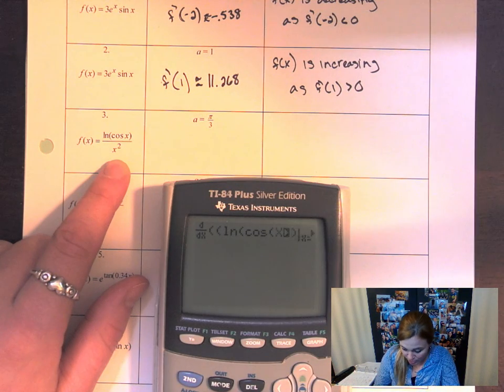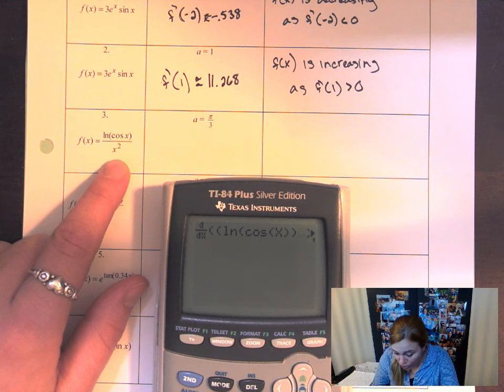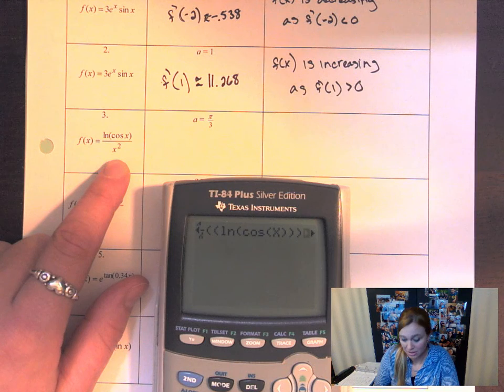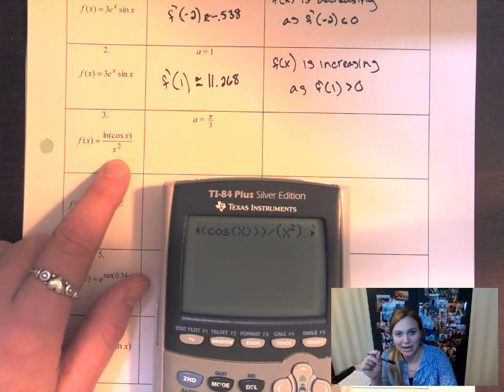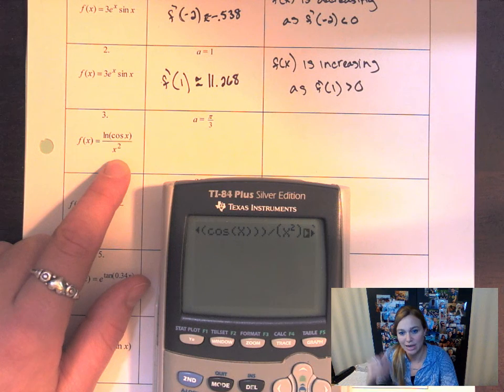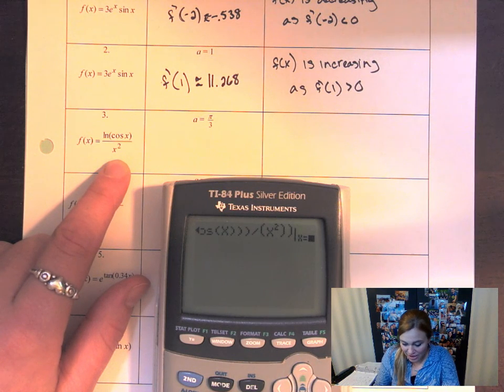It automatically opened a parenthesis, so I need to close the parenthesis for the cosine of x. And now I need to close the parenthesis for the natural log. Divided by, and just to get in the habit, x squared, put that in parentheses. Because it's all one term, you actually wouldn't have to, but if it was like x squared plus 3, you would have to. And then at the very end, I want to say x at pi over 3.